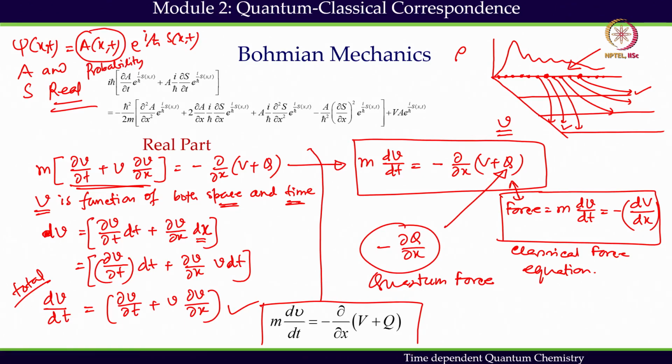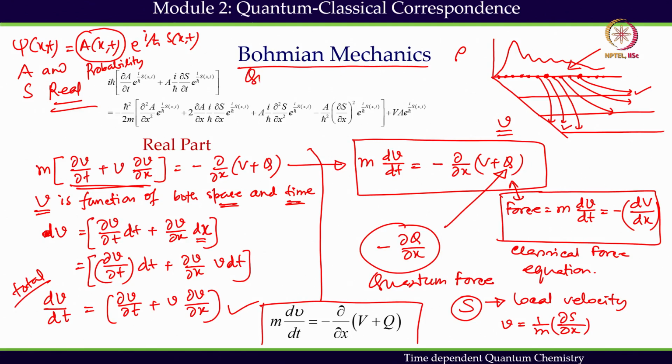On the other hand, the S function gives me the local velocity, or Bohmian velocity, which is given by the space derivative, and that is why Bohmian mechanics gives me quantum trajectory.